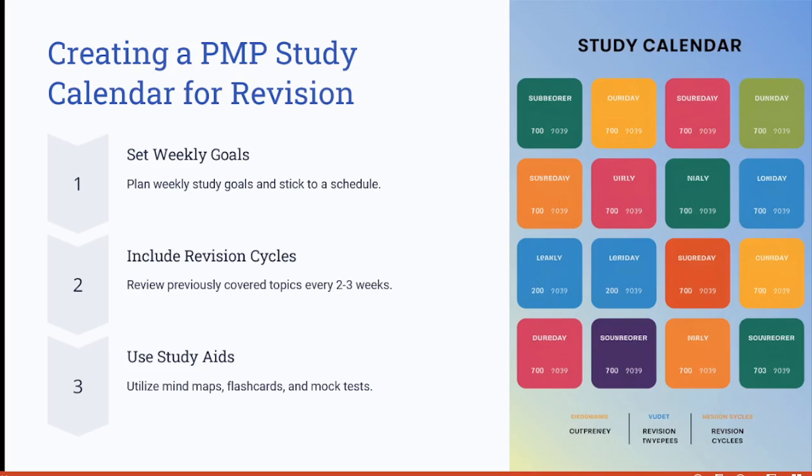Also, you need to use revision cycles, reviewing previously covered topics every, say, 1 or 2 weeks. Set a specific target such as completing 3 or 4 mock exams per week or per 2 weeks. That depends again on study habits and time allocation. Again, use study aids, including flashcards, mind maps, and formula sheets to reinforce learning. To summarize, a well-structured plan prevents last-minute cramming and improves your learning.